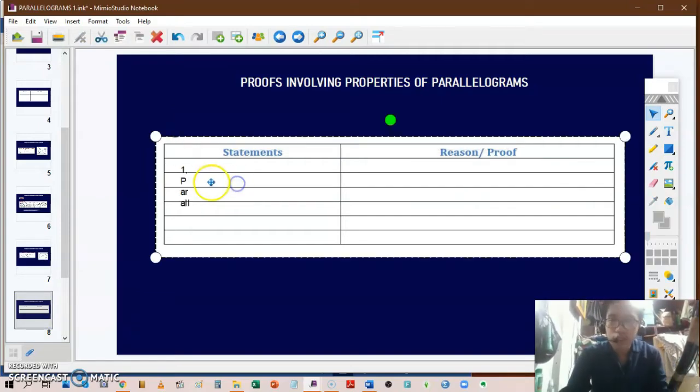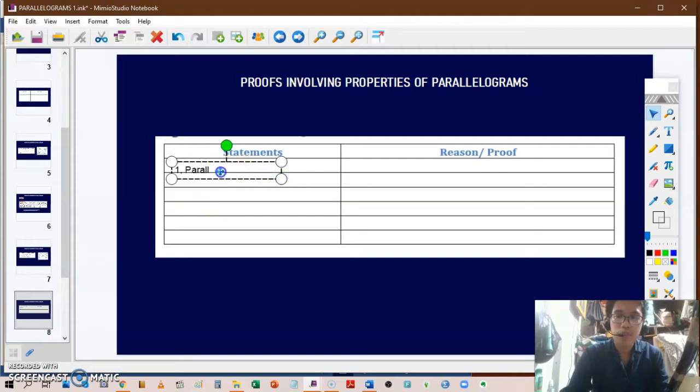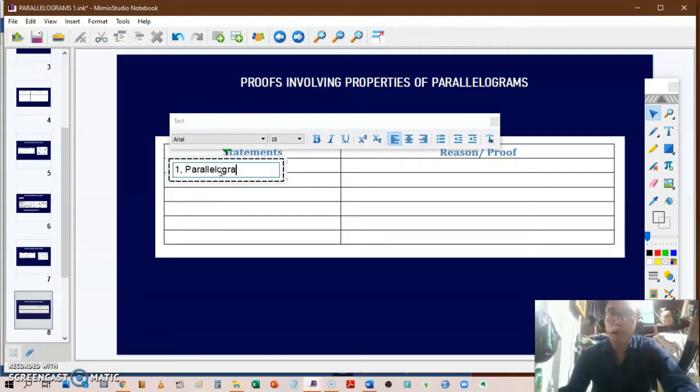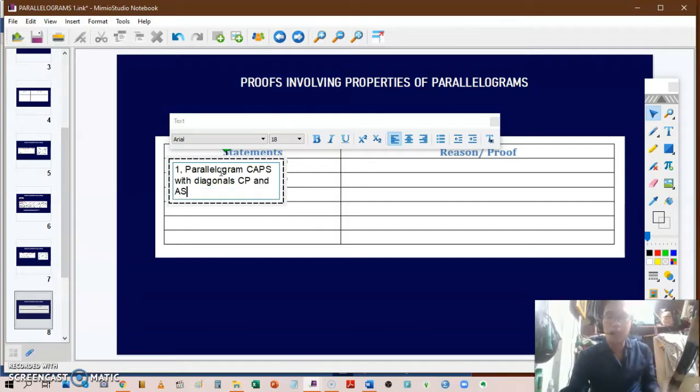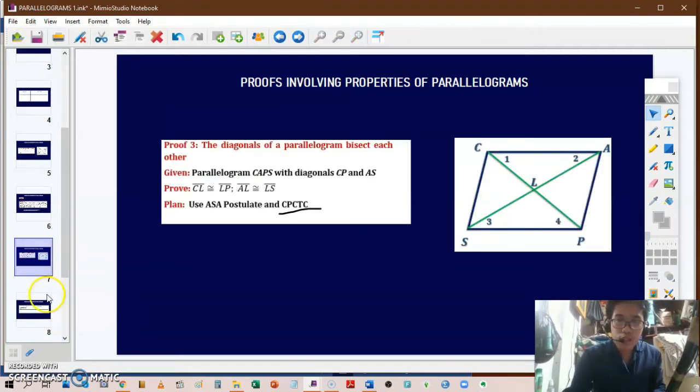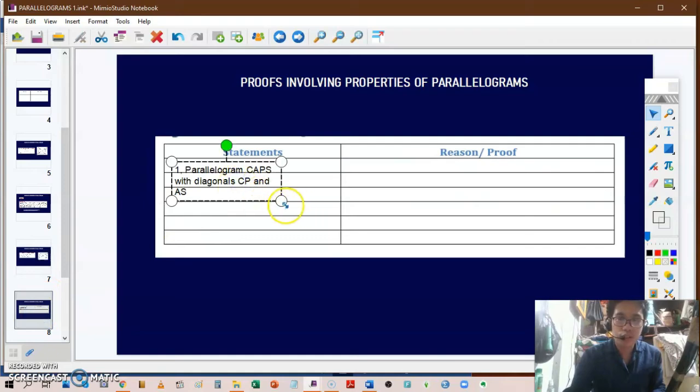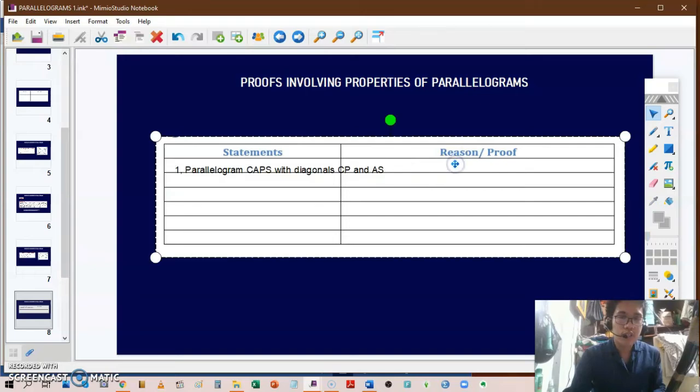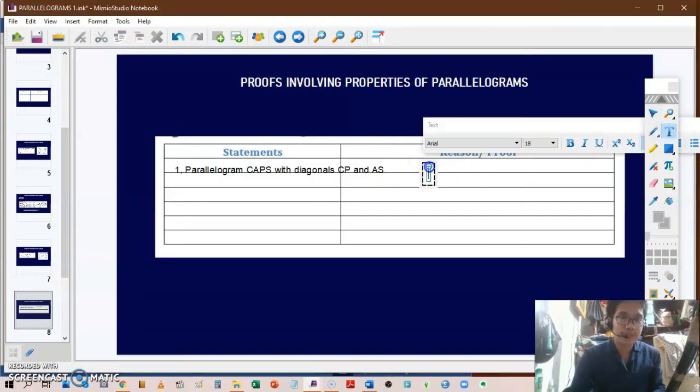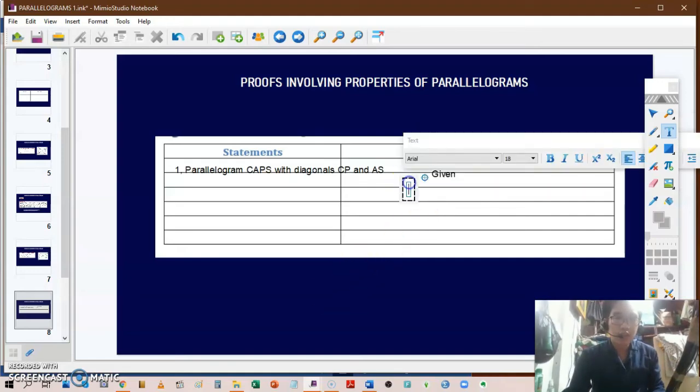Okay, let's write that neatly. Parallelogram CAPS with diagonals CP and AS, was that right? Okay, so let's double check, guys. That's CP and AS. Let's just write that neatly. And for the reason there, our reason here is given.